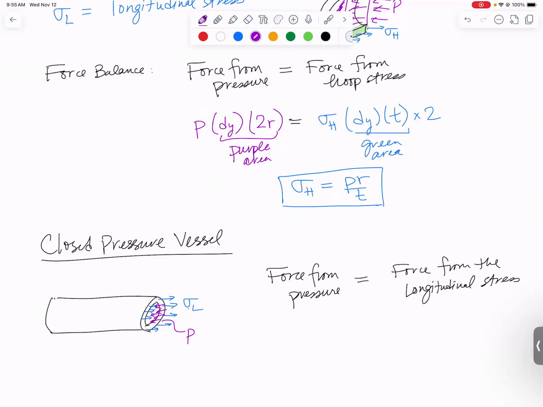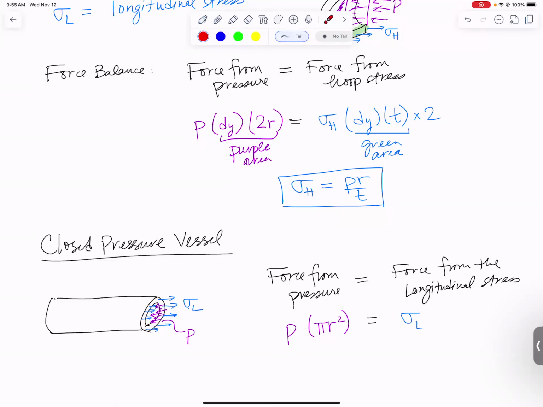Force from the pressure is P times A. Well, this time the area it's acting over is the area of a circle, pi r squared. What about the other side of the equation? The longitudinal stress, multiply that by the area that it acts over. The area it acts over is going to be a thin ring. Now, if this were not a thin wall pressure vessel, you would want to take the area of the outer circle minus the area of the inner circle.